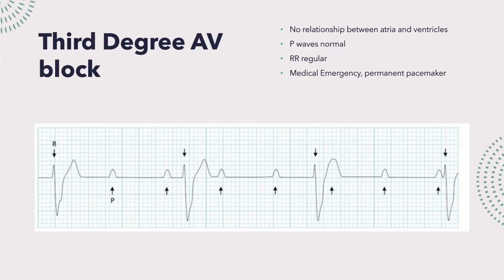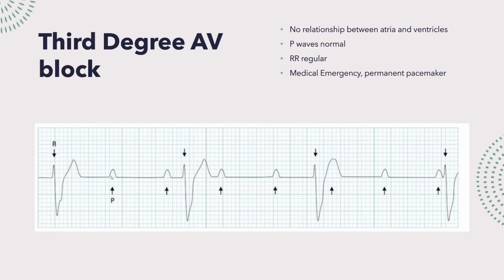Third degree heart block is no electrical relationship between the atria and ventricles. The P waves are normal because the SA node is normal. The RR interval is regular because it's being paced by something else in the ventricles. So the P waves and the QRSs are regular. They're just not connected. Remember, the P wave should initiate the QRS complex. They're just doing their own thing.